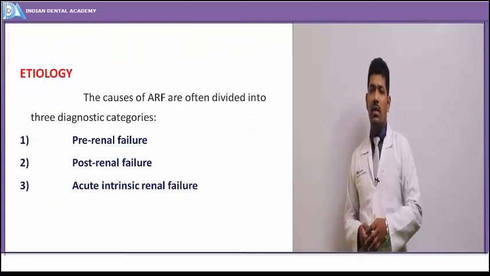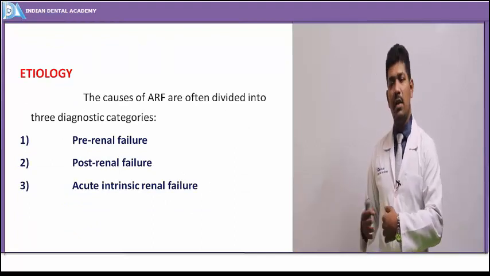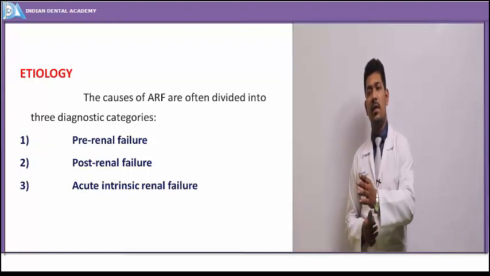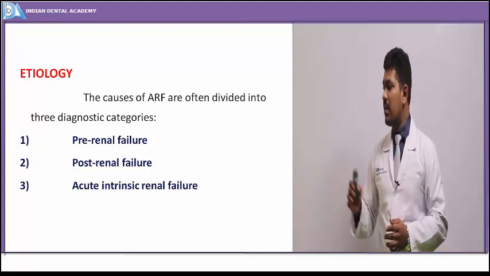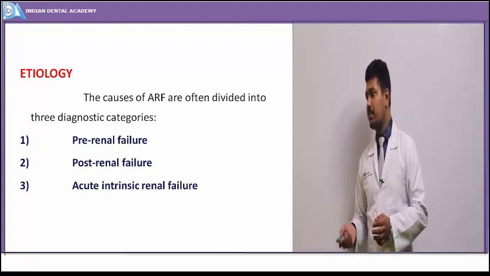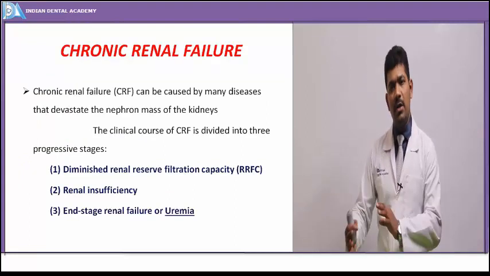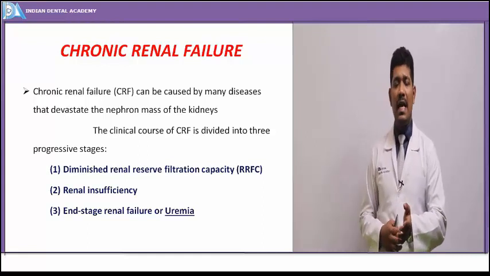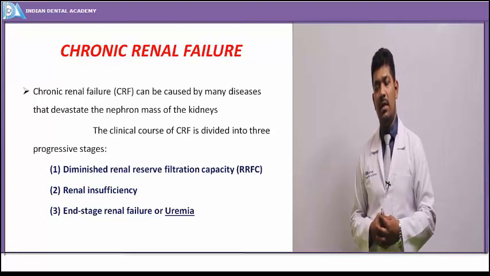Now, the etiology can be pre-renal, renal or post-renal, depending upon the location of the etiology which results in acute renal failure. The most common cause among these is acute intrinsic renal failure, that is, within the kidneys themselves. Now, somewhat similar to that is chronic renal failure, wherein n number of diseases can cause renal failure as an end stage disease.